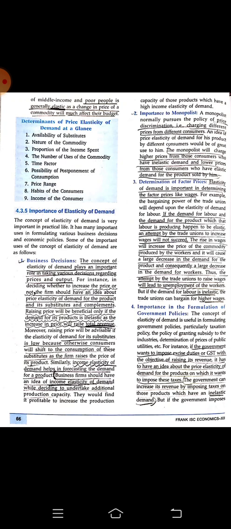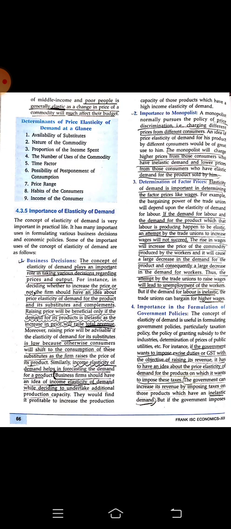Next, importance of elasticity of demand. Why are we understanding so many points? What is the importance of it? First point is business decision. The concept of elasticity of demand plays an important role in taking various decisions regarding price and output.